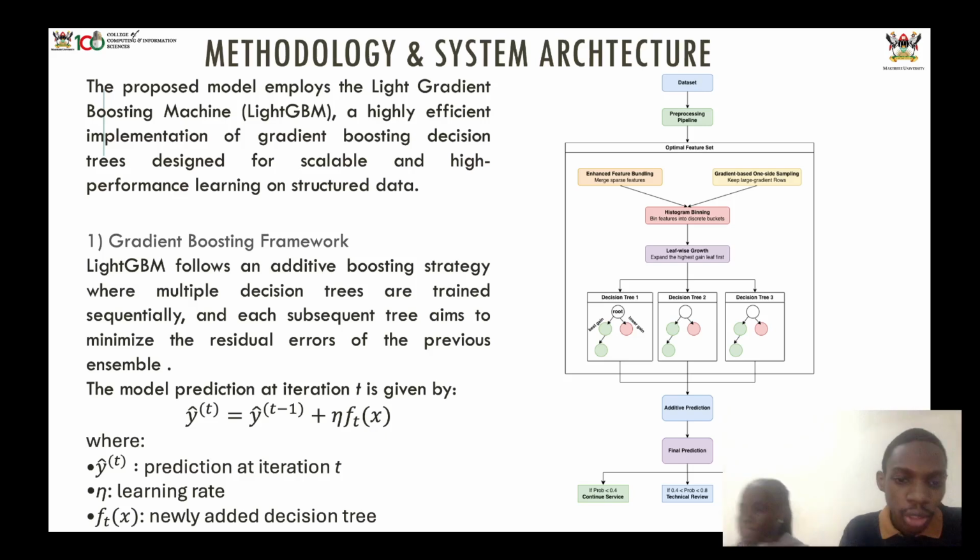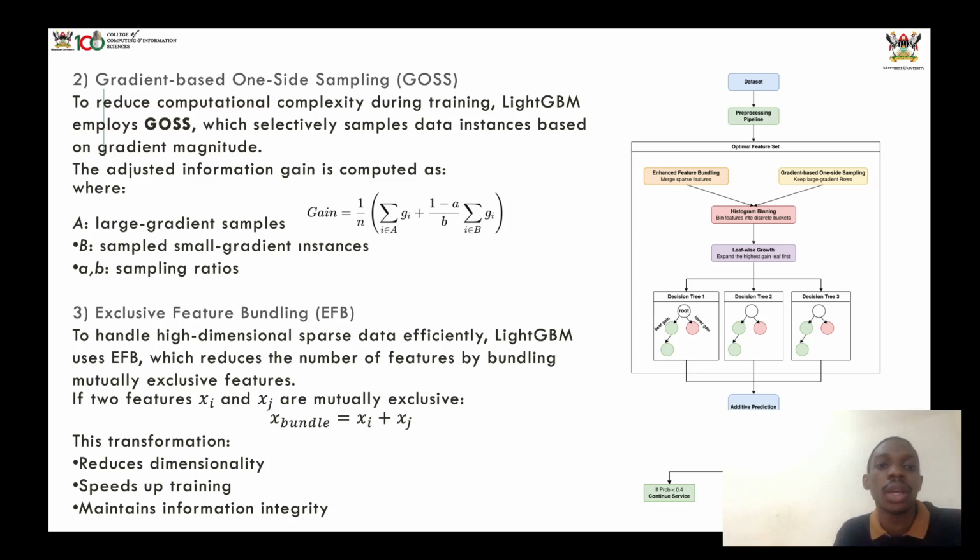So the model prediction at each iteration t is given by: the prediction at iteration t is equal to the prediction at iteration t minus 1 plus eta times the function h of x at iteration t. So next we have the gradient-based one-side sampling, which is GOSS. To reduce the computational complexity during training, the LGBM employs GOSS, which selectively samples data instances based on the gradient magnitude.